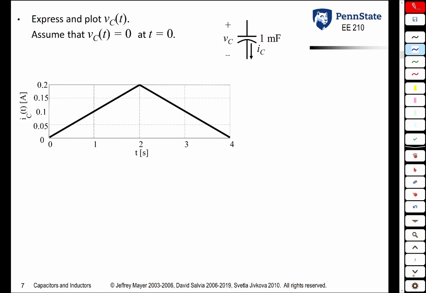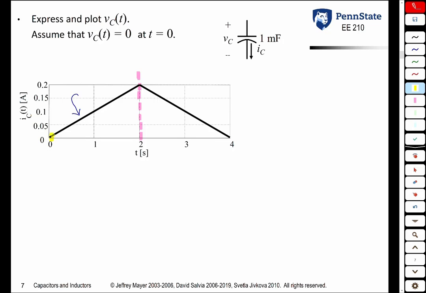Let's assume we have a 1 millifarad capacitor again. Now let's say that we have the current as a triangle wave and we want to find the voltage across it. So once again, to solve this problem, we first need to break up this problem into its two distinct parts. So between 0 and 2 seconds, we have this slope line going up. Between 2 and 4 seconds, we have the slope line going down. So the first thing we want to do is come up with an equation for each of these line segments.